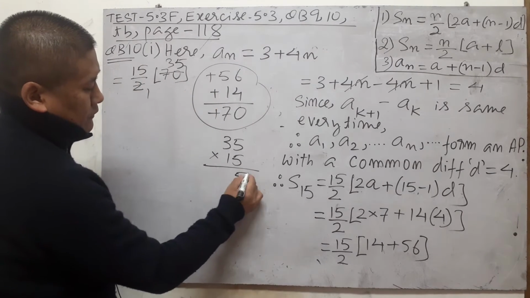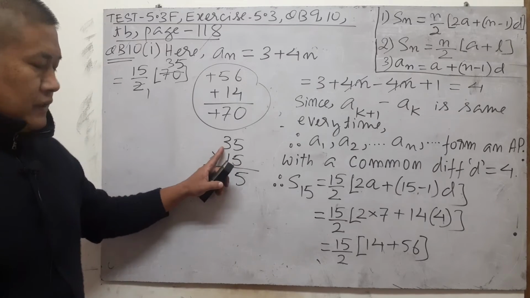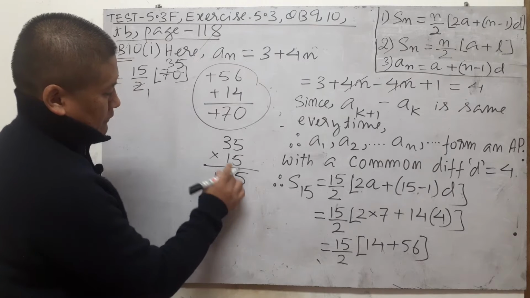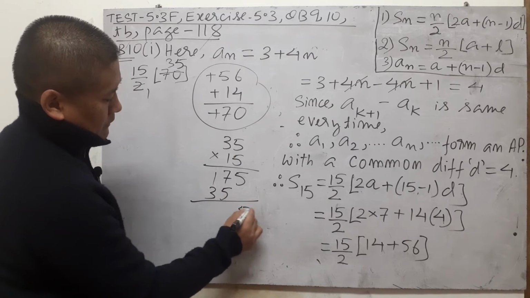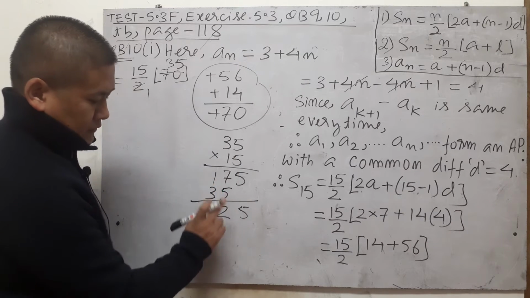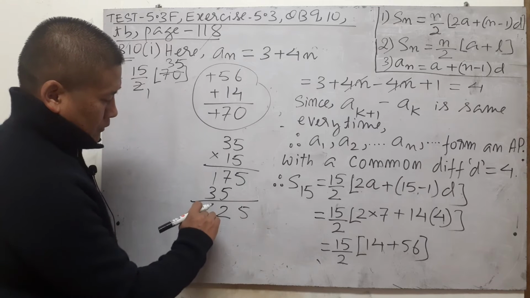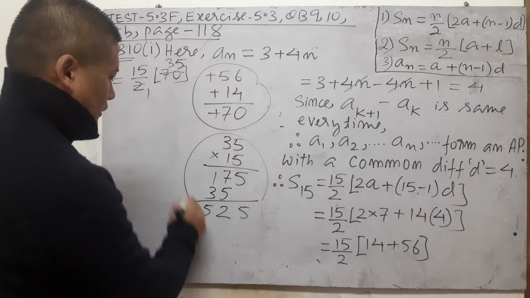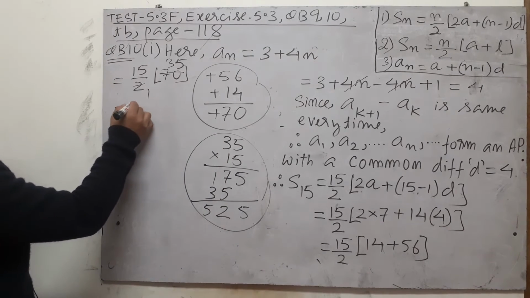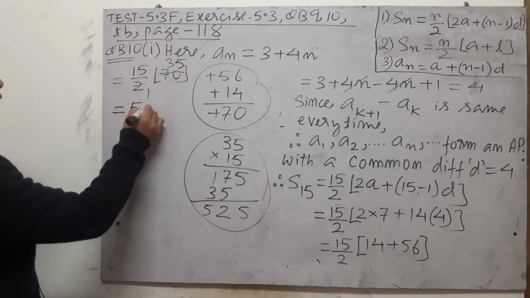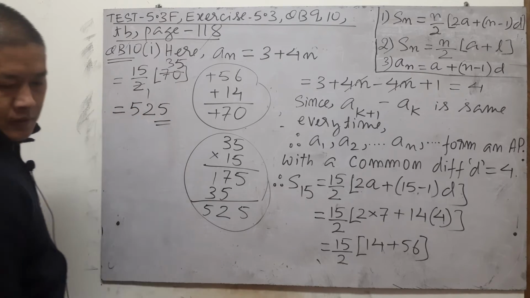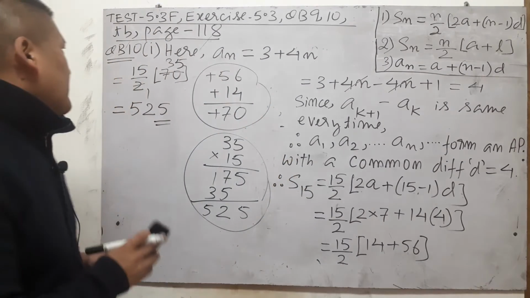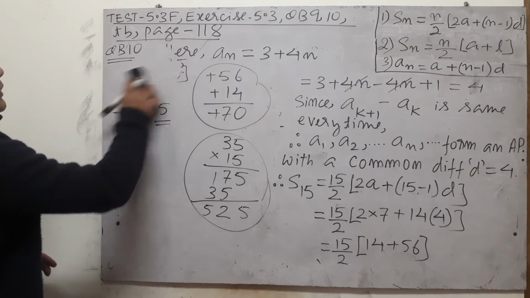5 5s are 25, 2 in hand. 5 3s are 15 plus 2 remainder, 17. 1 5s are 5 and 1 3s are 3. So 5, 12, 7 plus 5, 12, 1 remainder. 1 remainder added to 1, 2, 2 plus 3, 5. So you can write these things on your right. The sum of the first 15 terms will be 525. I hope it's the same as the textbook answer. Yes. One more subheading, subheading 2, and we're going to complete this test part.